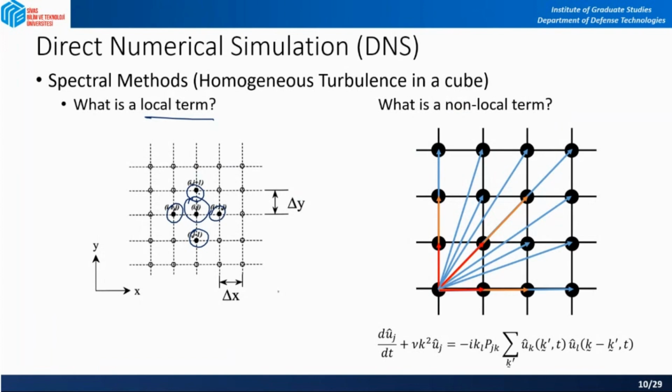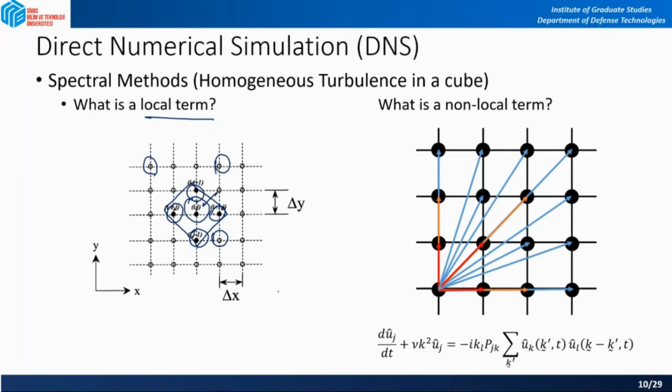So in order to calculate the gradient, we don't use any non-neighbor point. We don't use, for example, this point, this point, or this point. This is what we call a local term because you're calculating the gradient locally. It's only limited to these points.